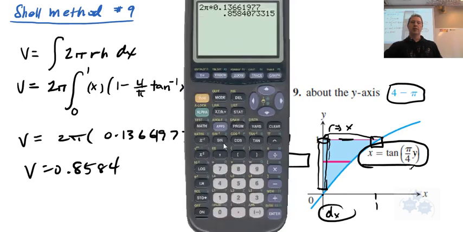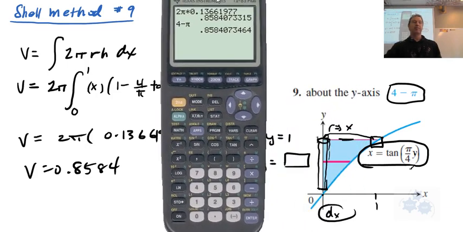Now let's just test to see how close we are. 4 minus pi, that doesn't look like it's going to be too far off. Look at that, pretty close. So what we've done with the calculator is good, and I won't expect you to get the exact answer. You can use your calculator for this type of question.